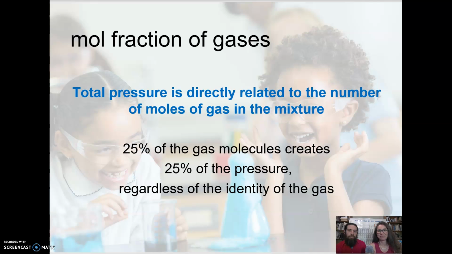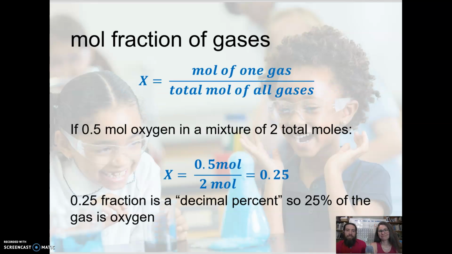So if you have 25% of gas molecules in a mixture, that will create 25% of the pressure. Identity doesn't matter. So when we calculate the mole fraction, we represent it with a capital X, and a lot of times subscripted will be the name of the gas. So if we were looking at nitrogen gas, it might be a big X with a little subscript N2.